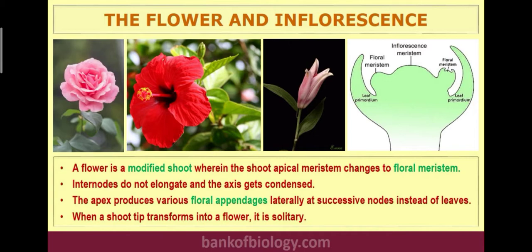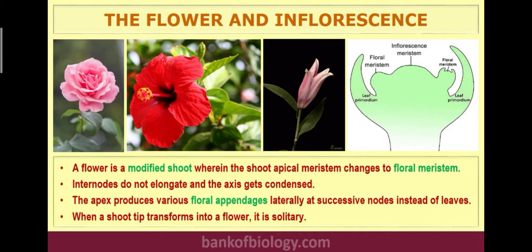A flower is a modified shoot wherein the shoot apical meristem changes to floral meristem. As we all know, the shoot apical meristem on the top changes into the floral meristem. Internodes do not elongate and the axis gets condensed. They become very thick. The apex produces various floral appendages laterally in successive nodes instead of leaves.